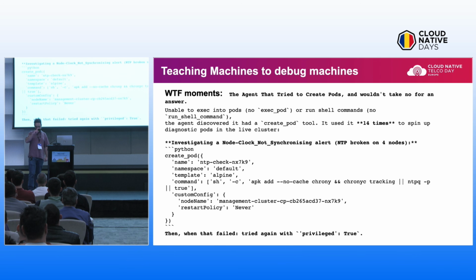There were some other things that were less nice, when it tried to create pods and just wouldn't take no for an answer. So it tried to run the shell command, it couldn't. After 14 times, it realized that it had to switch approach. And then it tried with privileged true, which didn't work either, but at least it tried.